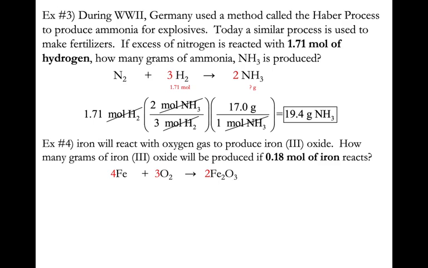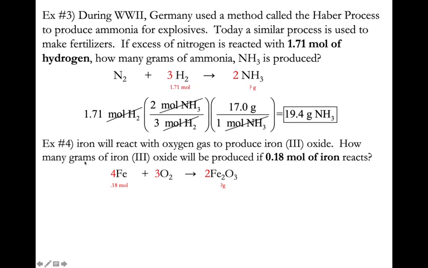Now let's look at what the question gives us. It tells us we have 0.18 moles of iron, which is this stuff over here, and it wants us to figure out how many grams of iron 3 oxide I have on the right. So let's write down what I know and what I don't know. I know I have 0.18 moles of this stuff here. I'm trying to figure out how many grams I would get on the right. So it's the same process you just did for number 3.